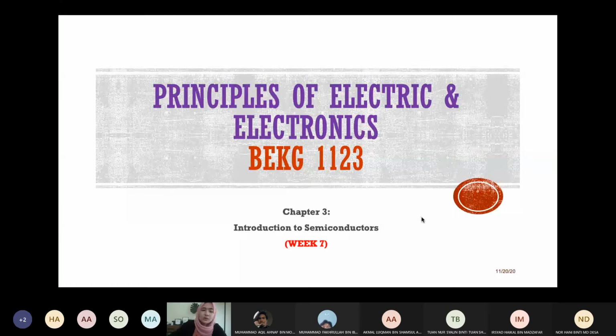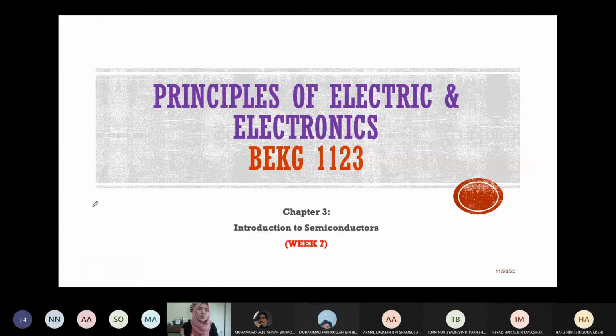Okay, so today we will continue with a new chapter, which is chapter 3. Chapter 3 is introduction to semiconductors. As you all know, this subject, principles of electric and electronics, covers two parts, electric and electronics, and we have finished the electrical part, up until the mesh analysis. The electrical part covers chapter 1 and chapter 2 only. Starting from today until week 14, we will cover the electronics part. So this chapter 3 is the introduction to semiconductors.